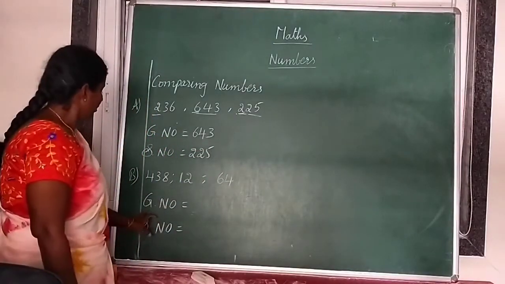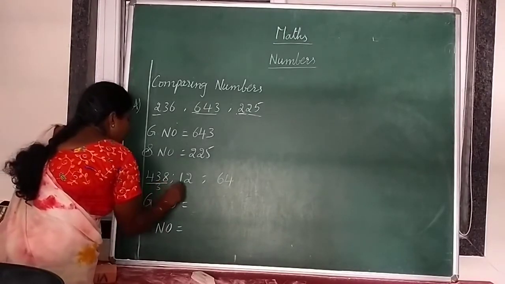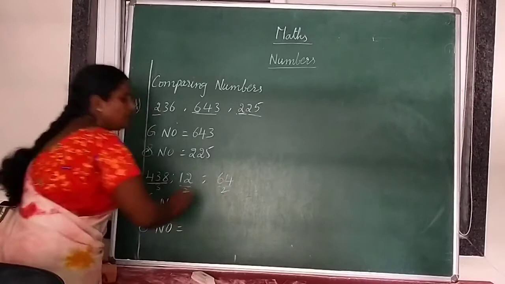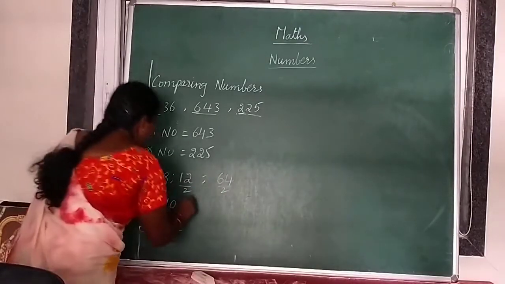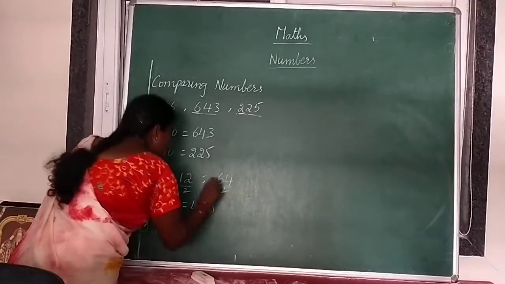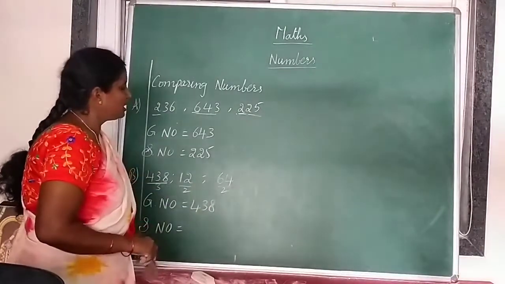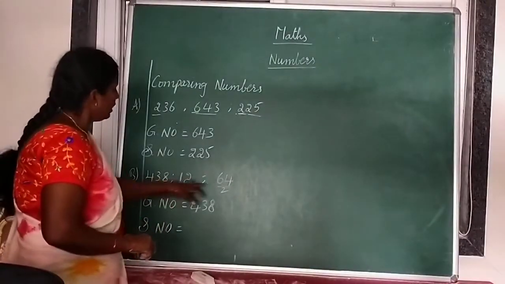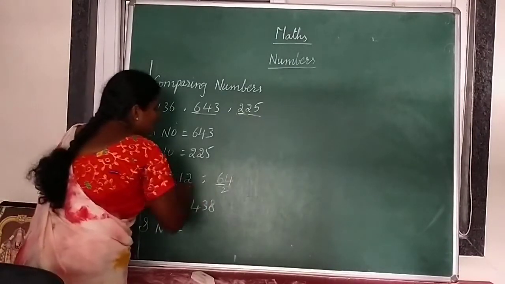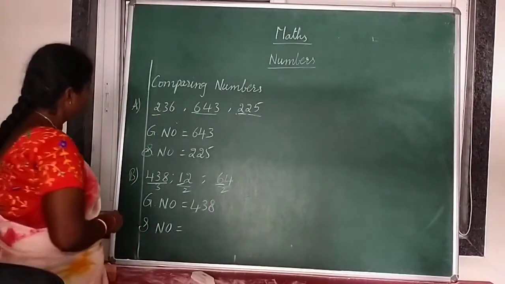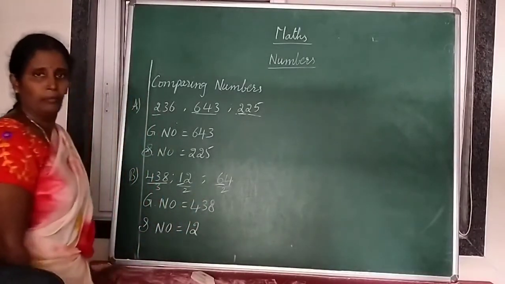Now answer this one. Which is the greatest number? Here this is a 3-digit number, 2-digit number, 2-digit number. So which is greater? 438. And the smallest number, this is 12 and 64. In these two, which one is smaller? 12 or 64? 1 in tens place and 6 in tens place. So which is smaller? 12. So smallest number is 12.